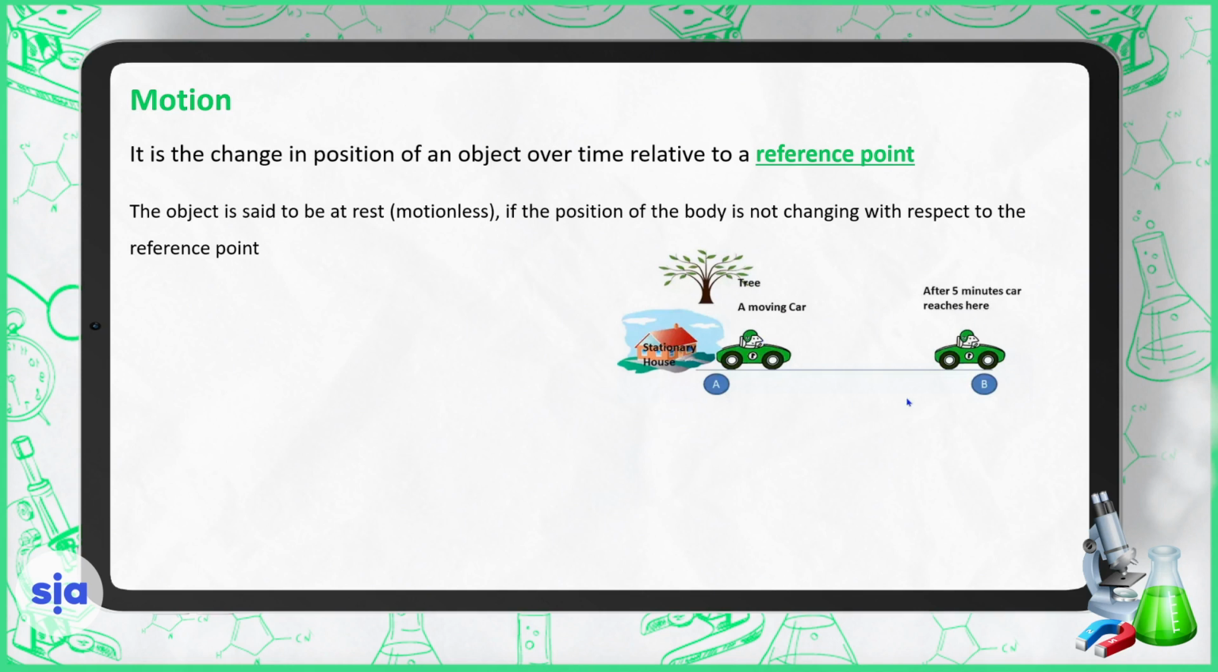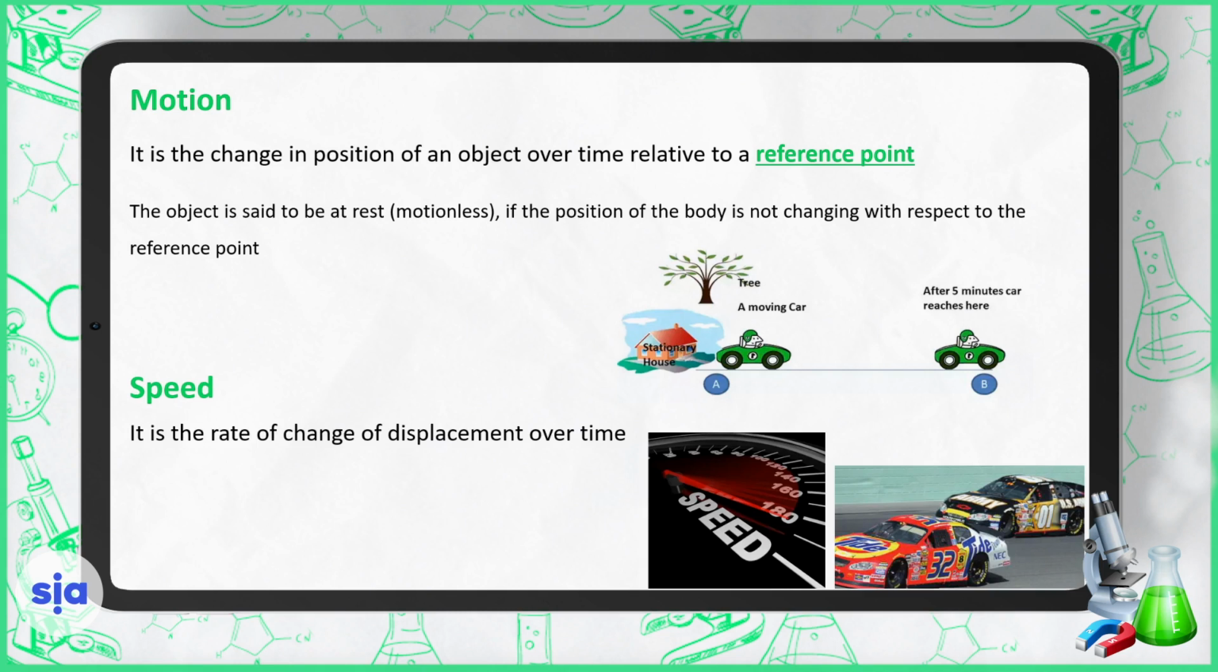what is the reference point here? The reference point is a fixed point. It could be the tree, it could be the house. And this car is in motion if it is changing its position from the reference point. So this car, for example, is at position A, then becomes at position B after 5 minutes. So this car is simply in motion. Speed. Speed is the rate of change of displacement over time.